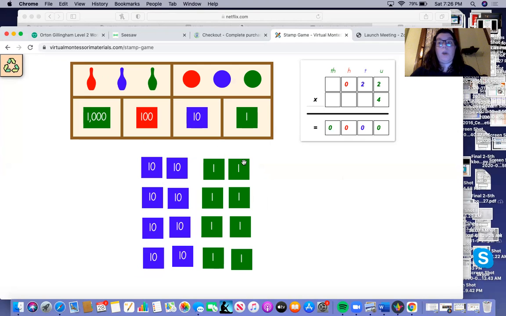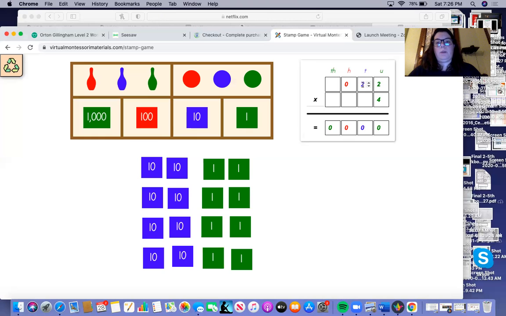So we always start with our units. When we add, when we subtract, when we multiply, we start with our units. Division, it's different, and we'll talk about that when we get to division. But just like we add our units first and regroup and all that, we're going to do the same thing when we multiply, because multiplication is just repeated addition. We're just having more add-ins.